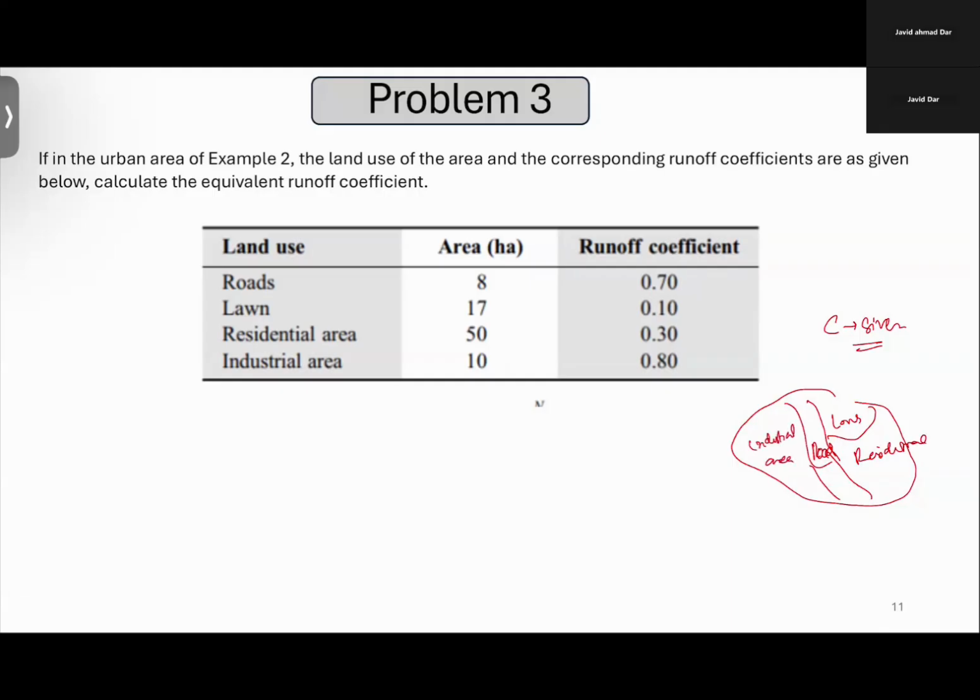We need to calculate the equivalent runoff coefficient. We know this equivalent runoff coefficient is calculated by taking the weighted areal average of all the sub parts of the catchment, which is obtained by multiplying each area with its runoff coefficient C and dividing by the total area. So you have here four areas and their runoff coefficients.